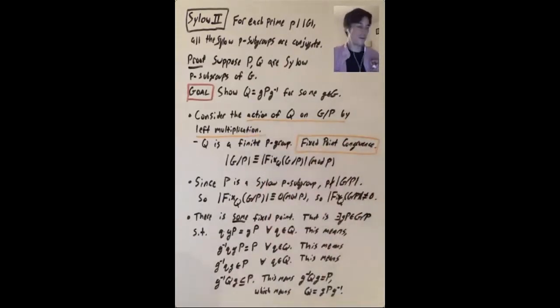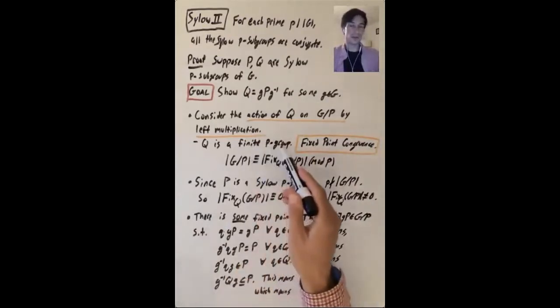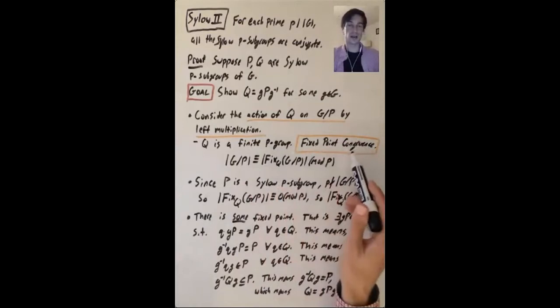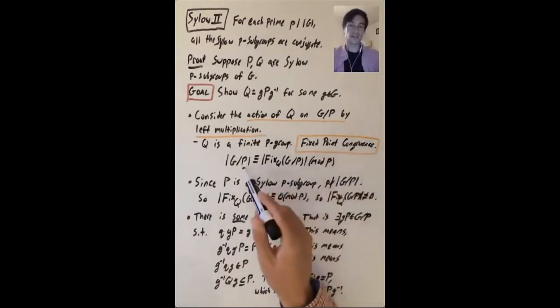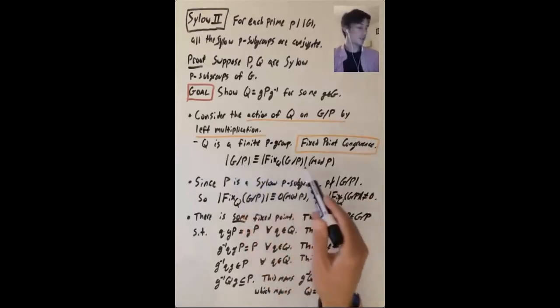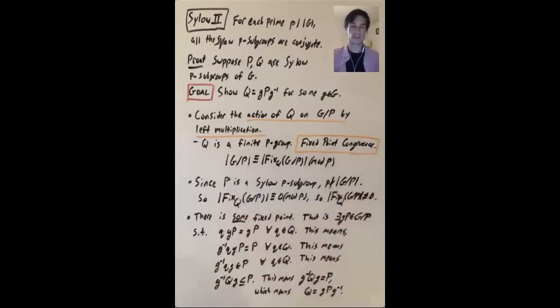All right, so what do we know about this action? Q is a finite p-group, so we can apply the fixed point congruence, which says that the size of our set, the number of left cosets of our subgroup P inside of G, is congruent to the number of fixed points of this action mod p.